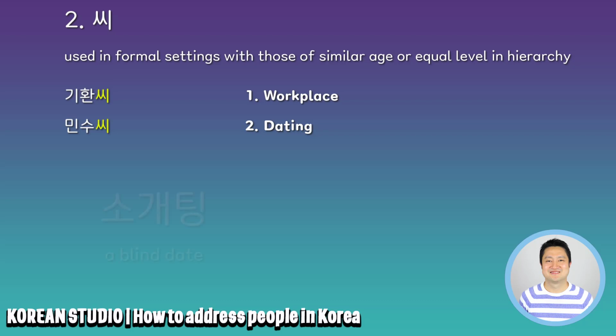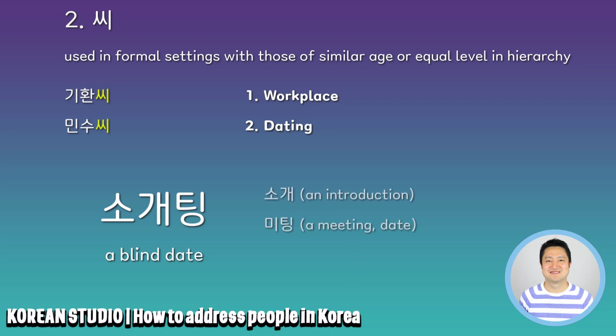However, in Korea, there is something called 소개팅. 소개 means an introduction, and 팅 comes from the word meeting, which is a form of Konglish we use to talk about people going on dates. So 소개팅 is when two people go on a date through an introduction from mutual friends. And in these dates, the two people are meeting for the first time. And regardless of the age gap between the two people, since two people on a date are regarded as equals, they would address each other using 씨.